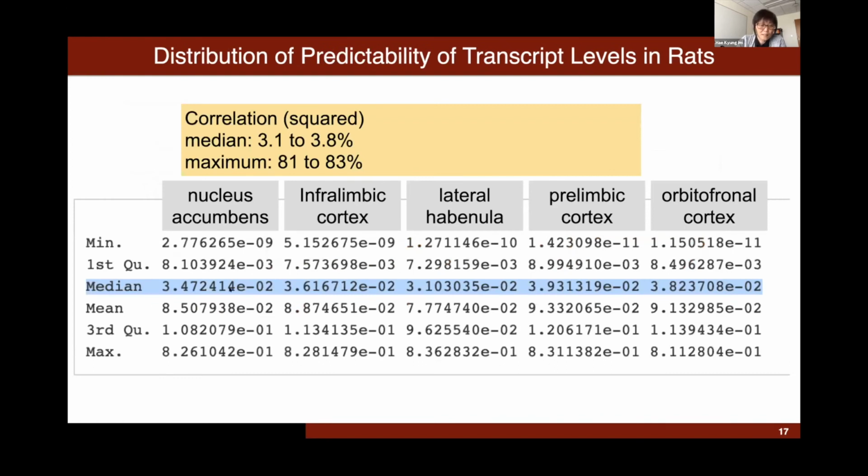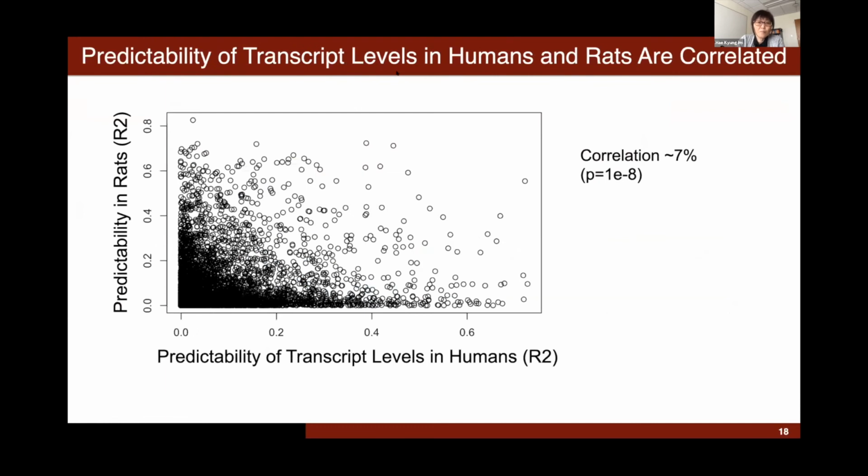Just a summary of how well we predict. For the different regions of the brain, we have a median of 3.1% to 3.8% correlation squared, so R squared between predicted and observed, with a maximum between 81 and 83%. We compared the predictability in rats with predictability in humans, and it's not very clear.